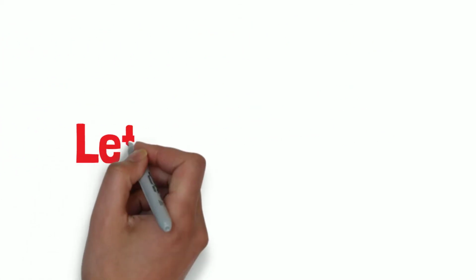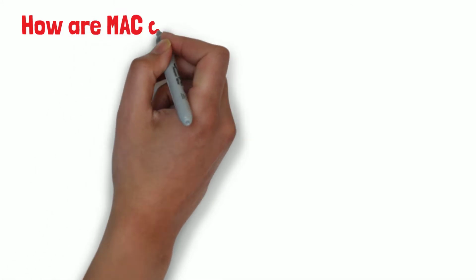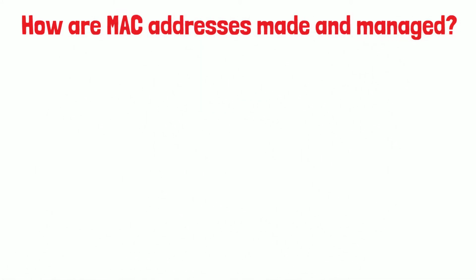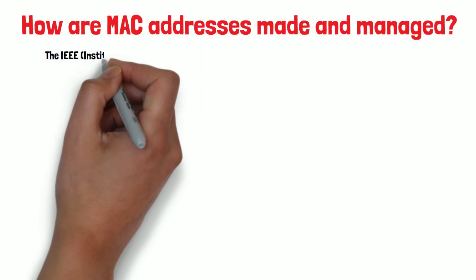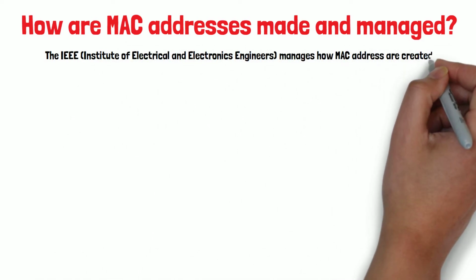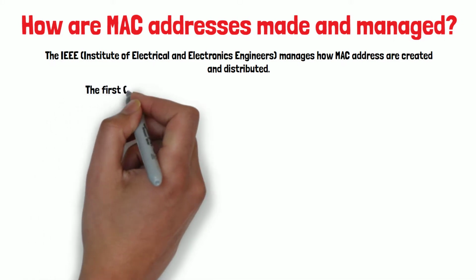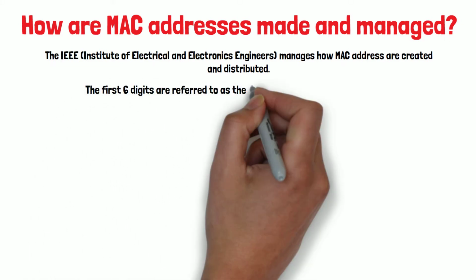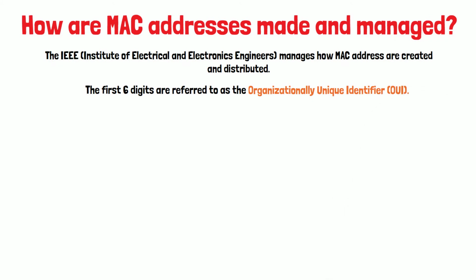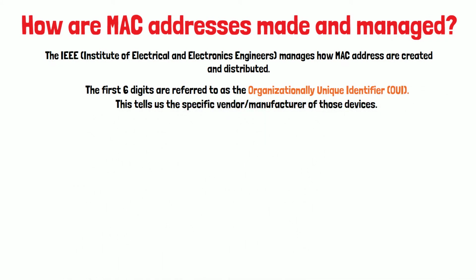So now that we've gotten the basics out of the way, let's dive a little bit deeper into MAC addresses. I want to go over with you how MAC addresses are made and managed. The IEEE, also known as the Institute of Electrical and Electronics Engineers, say that 3 times real fast, manages how MAC addresses are created and distributed. The first 6 digits of the MAC address are referred to as the Organizationally Unique Identifier, the OUI. This tells us the specific vendor and manufacturer of those devices.